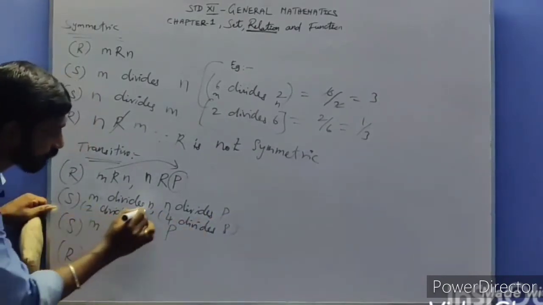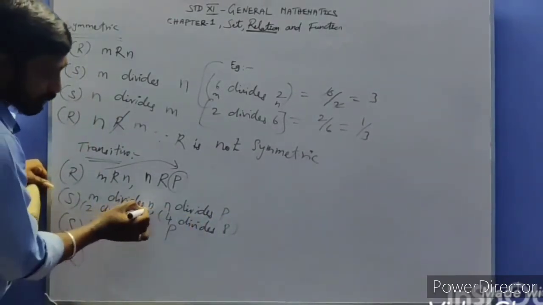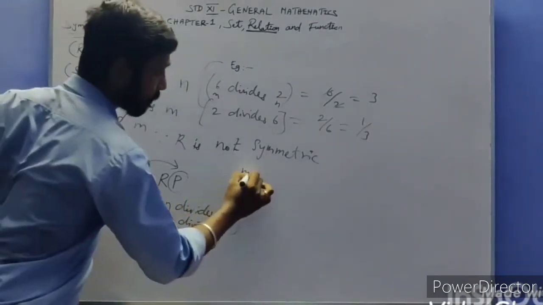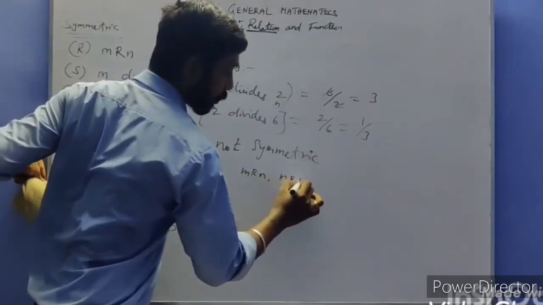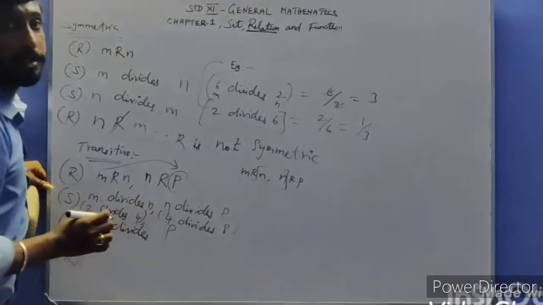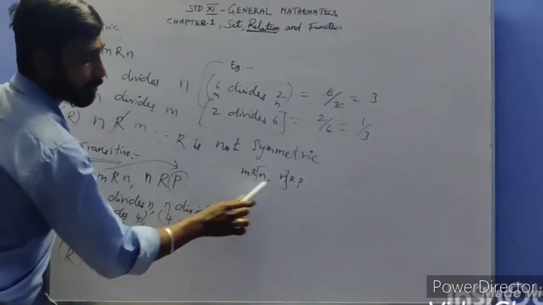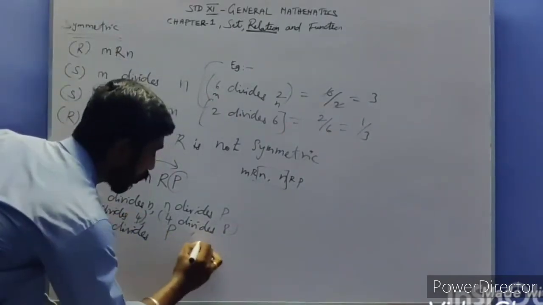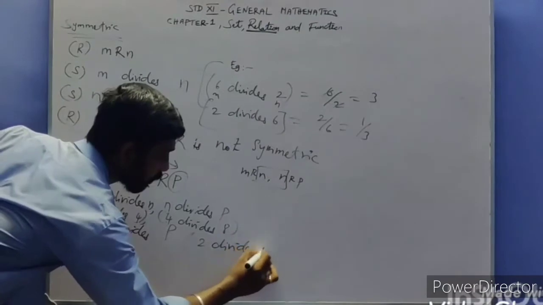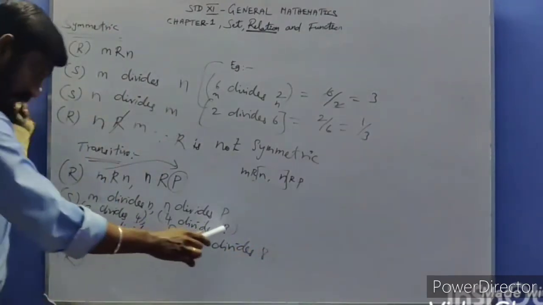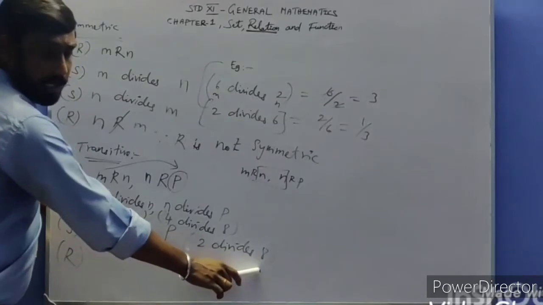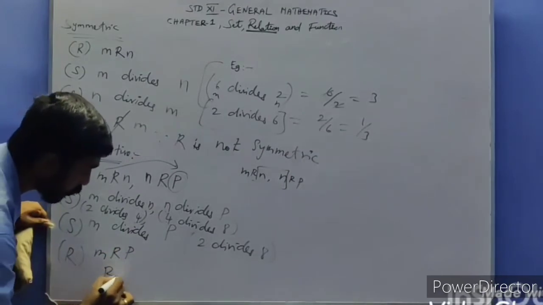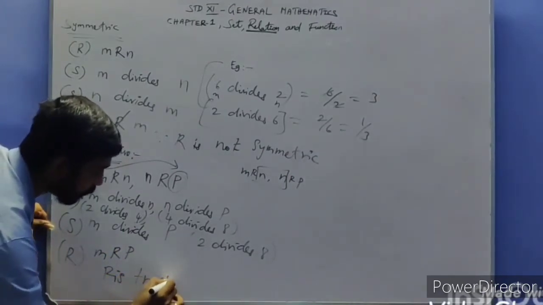4 divides 8, 2 divides 4, 4 divides... Both the n will be the same here, so you have to write that both the values are same. m related to n means n related to p. Listen, m related to n, both the values are same. So here m divides p means 2 divides 8, because the first person and the third person will be related here. It looks like m related to p, so R is transitive.